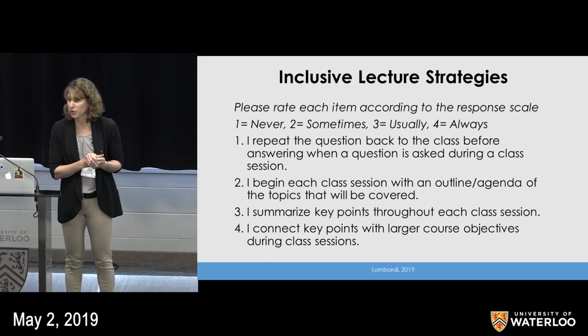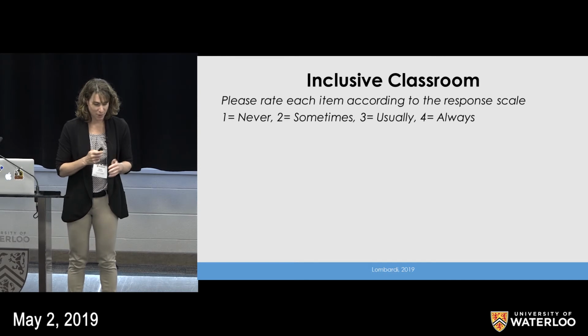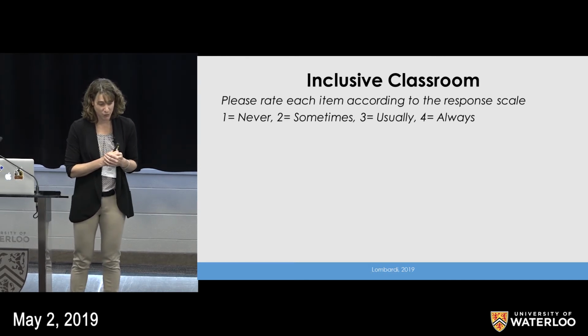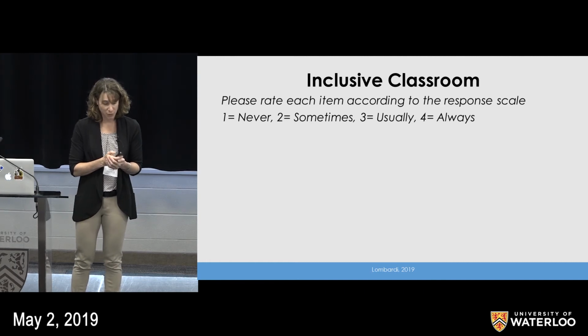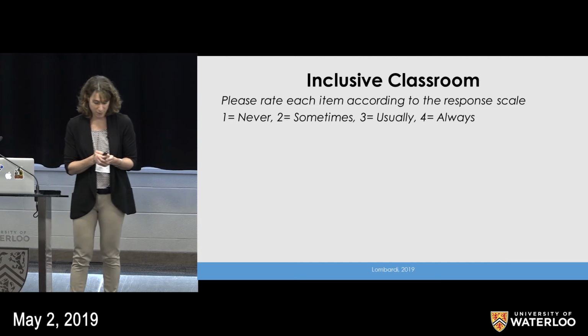You don't have to share these scores with anyone if you don't want. It can be very private, up to you. We'll have a few moments where you can discuss it too. But we're going to do a little bit more with the self-assessment first. So now we're going to talk about inclusive classroom. Again, same scale: 1 never, 2 sometimes, 3 usually, 4 always.